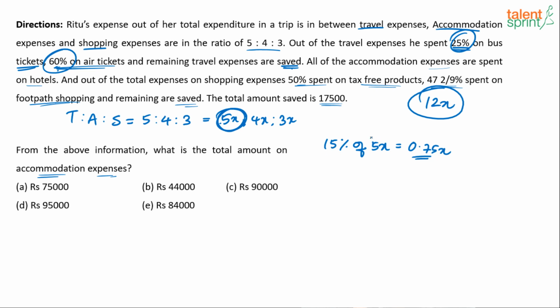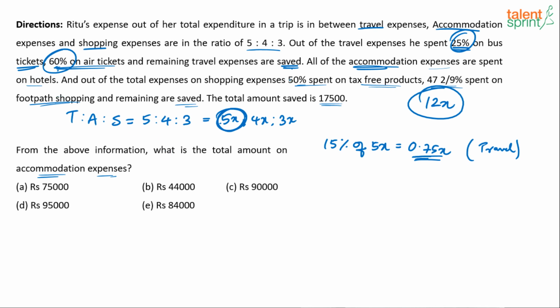You getting it? 10% of 5x is 0.5x. 5% of 5x is 0.25x. 0.5x plus 0.25x is 0.75x. So basically I know that out of the total expenditure of 12x, 0.75x is saved out of travel. This is the travel savings. Accommodation, anyway, we know he spent entirely on hotels. Forget about that. Now comes the third part, shopping.